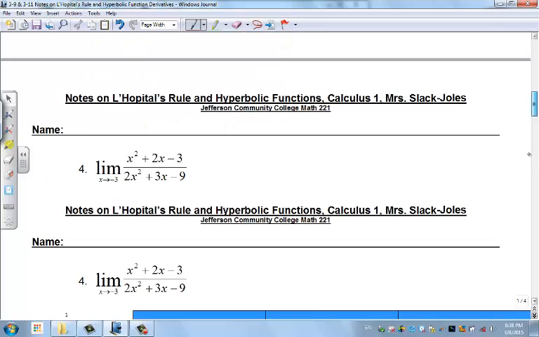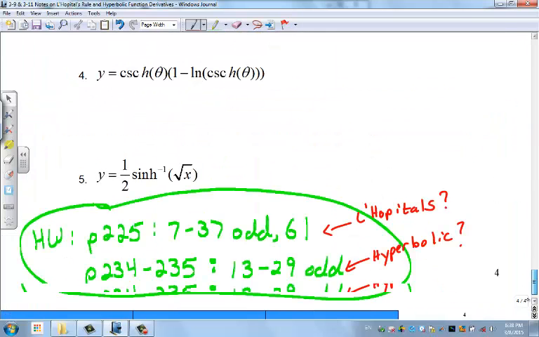If you look at the end of the sheet, well, it doesn't say it on your sheet, but this is going to be your homework. I believe that page 225, 7 through 37 odd, and 61 is the L'Hopital's homework, and that will be the homework that is due next class. And then 234 to 235, 13 to 29 odd, is the hyperbolic homework, and that's going to be due Friday after you have the lecture on Wednesday.